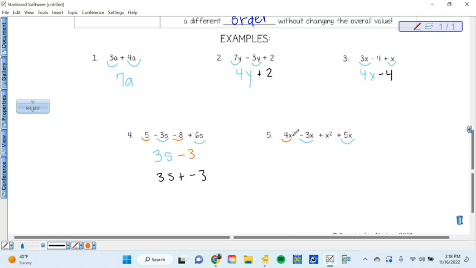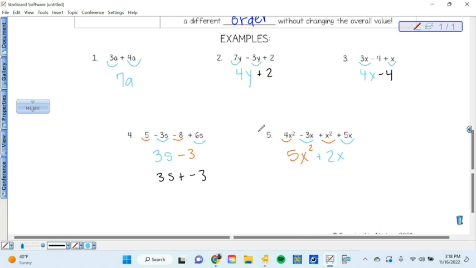What about 4x squared and x squared, right? What's 4x squared and x squared? And then negative 3x plus 5x is positive 2x, right? So I do plus 2x.